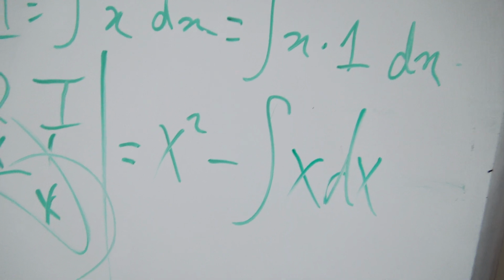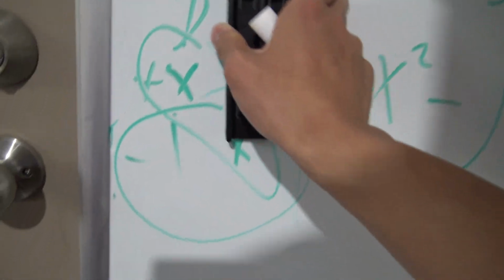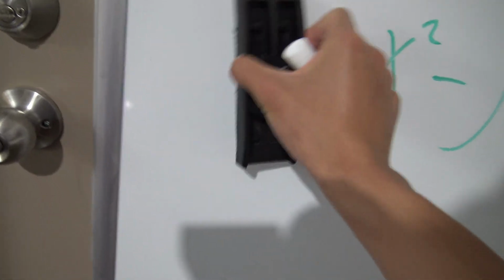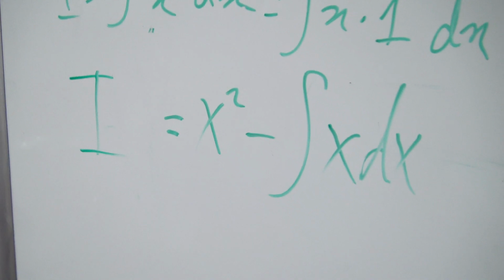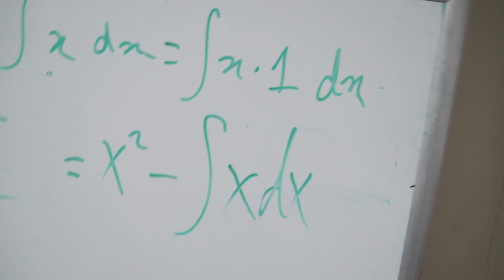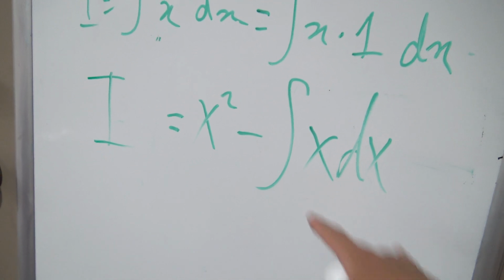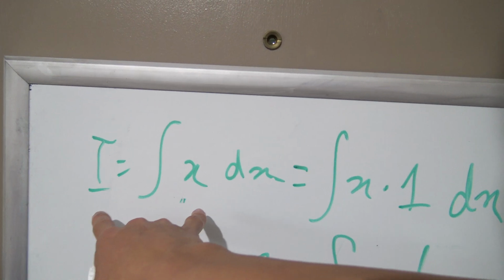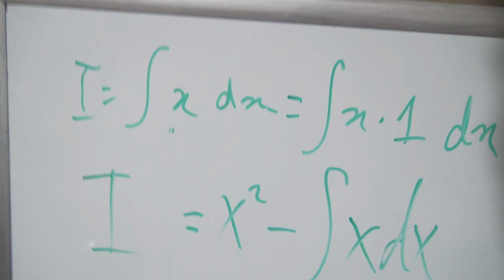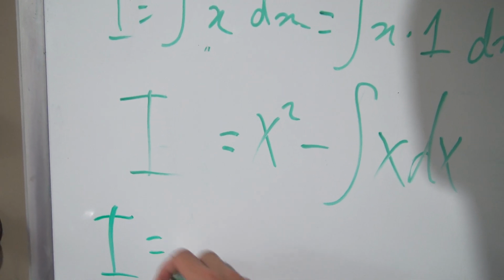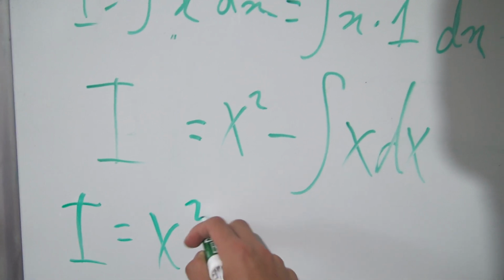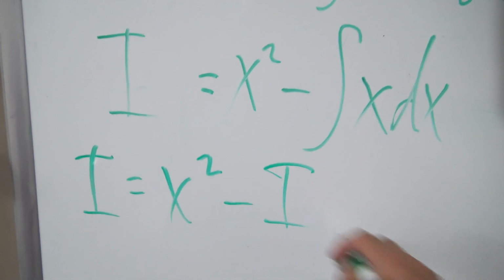Okay? So what did we just find out right here? We found out that our original integral I we wanted to evaluate, our I right here, is the exact same thing as x squared minus this other integral right here. But this integral right here looks very familiar because that is the exact same thing as our original I we started off with. So therefore we conclude that our I is exactly the same as x squared minus another I.